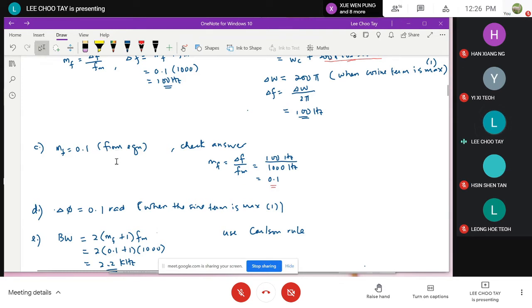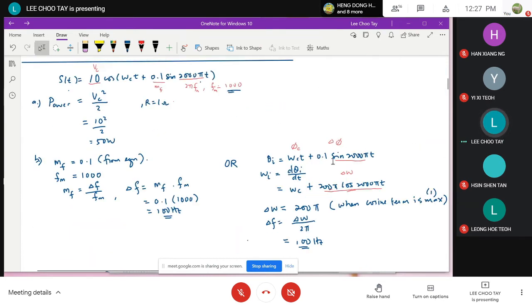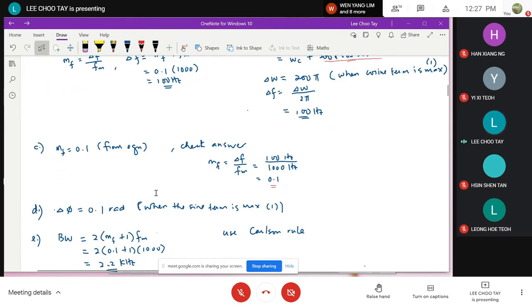Then the next item is to find the phase deviation. Phase deviation is delta phi, and delta phi is this one here. So again, what is the maximum phase deviation? The maximum happens when your sine term is 1, isn't it? When your sine term is 1, that's where your maximum phase deviation happens, and that will be 0.1. For phase angle, the unit of measurement is always radian, so 0.1 radian.